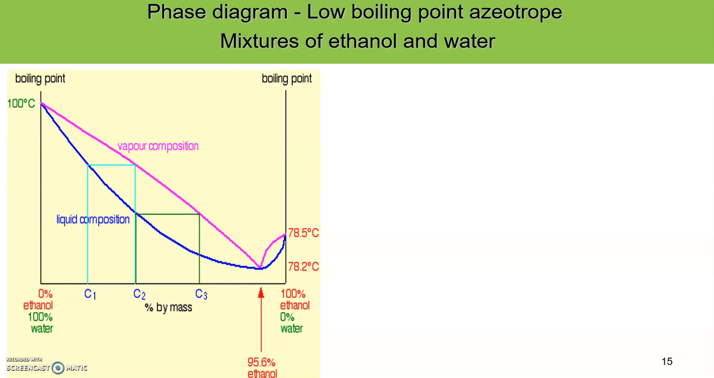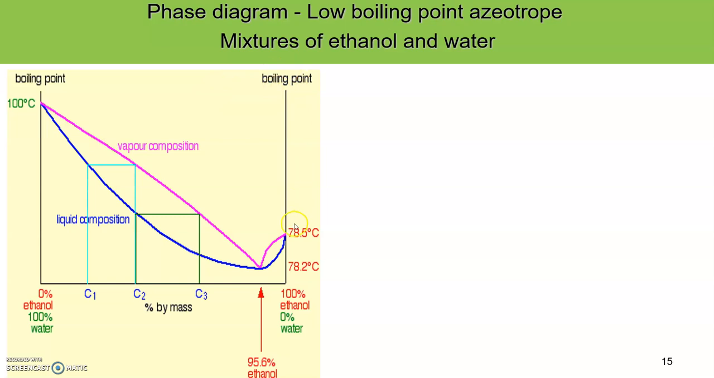From left to right, here is 0% ethanol, while here is 100% ethanol, and the same goes from right to left, it will be 0% water and 100% water, because it's a composition. Because the system is composed of two components, which are ethanol and water.